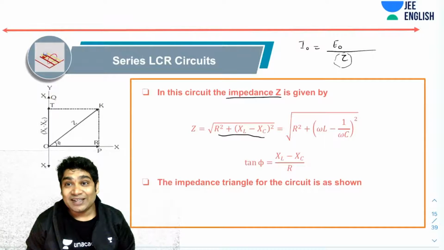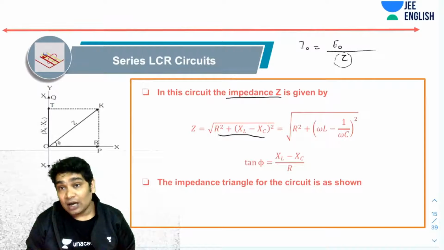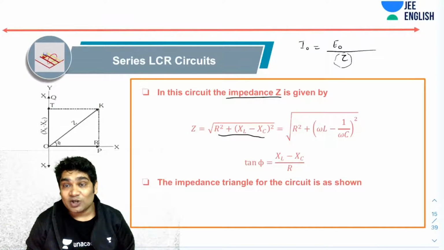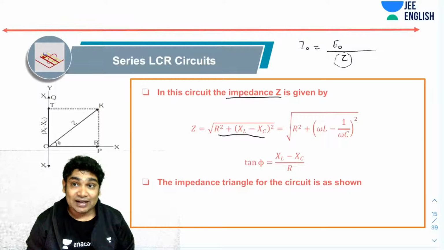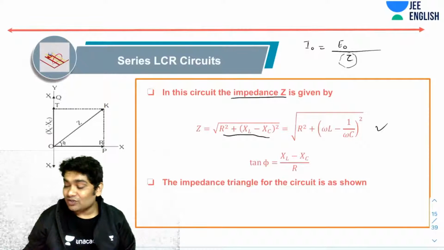Okay, so this is called the impedance, and impedance of this circuit is given by root of R square plus XL minus XC whole square. Okay. Now you can also substitute the values of XL and XC in terms of omega and L. So this is the expression that you have. And of course, tan phi was this, which we have already seen.